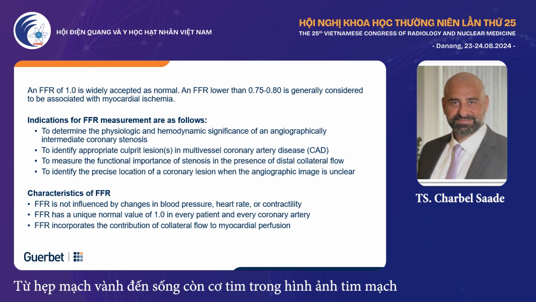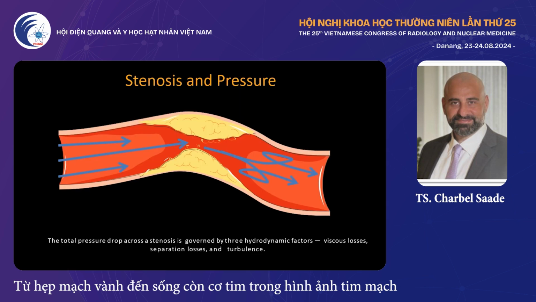Now, we know that FFR is not influenced by changes in blood pressure, heart rate, or contractility. It has a normal value of 1, and FFR incorporates the contribution of collateral flow to myocardial perfusion, and this is critical, especially when we come to look at microvascular obstruction when we're doing cardiac MRI. Here, in a typical diagram, the total pressure drops across the area of the stenosis, which is governed by the 3 hemodynamic factors: viscous losses, separation losses, and turbulence.